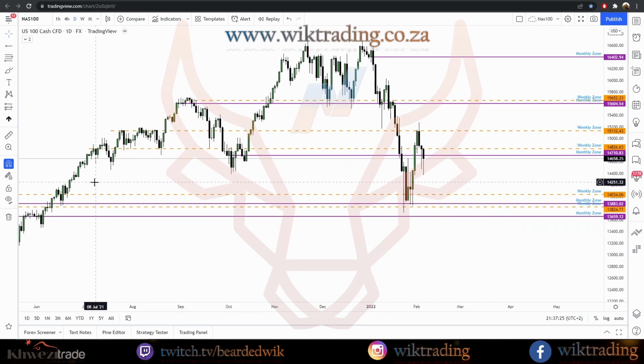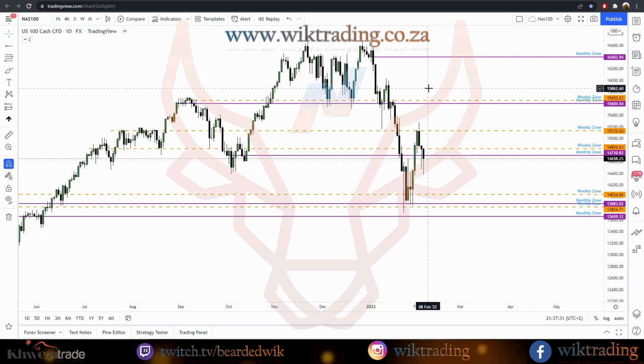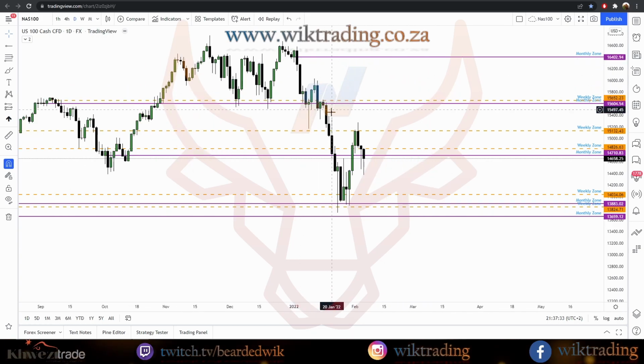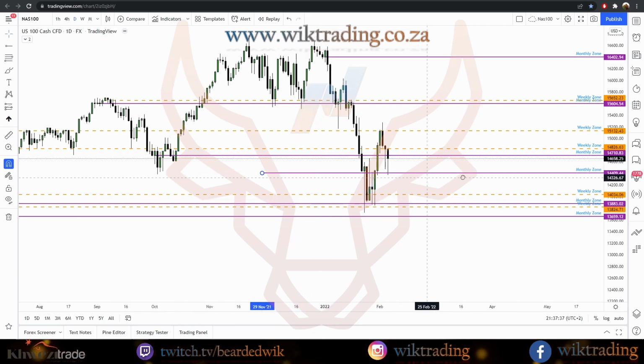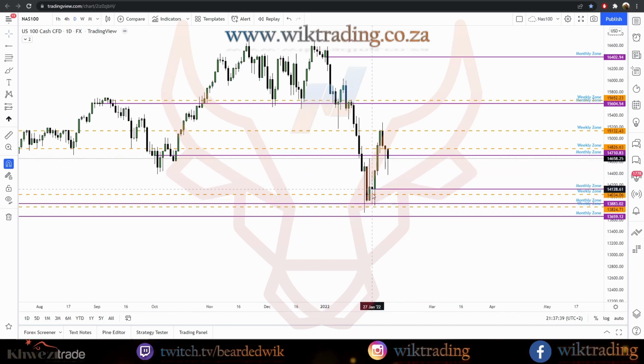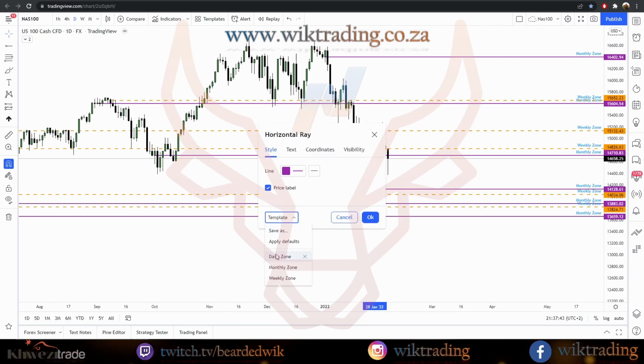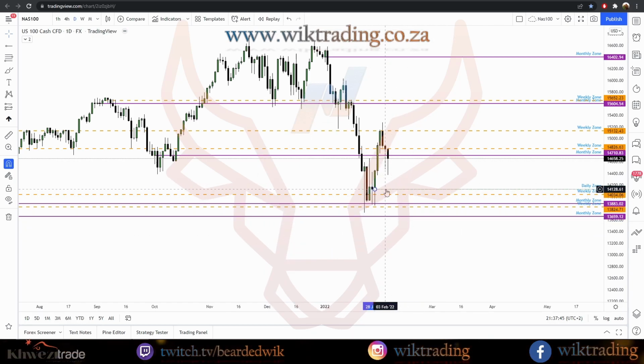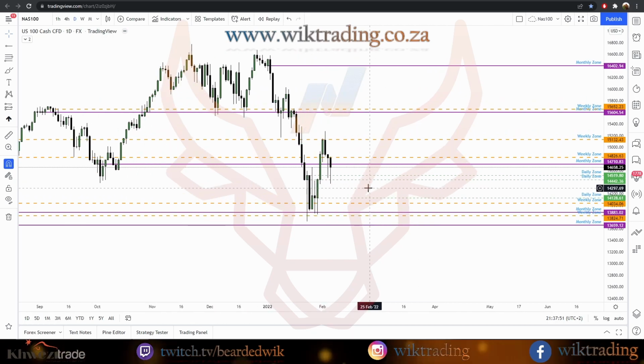On the daily time frame, I'm not going to mark all these areas, as it will clutter my chart too much. So what I'm going to do is just mark the important ones coming down from this area. First of all, let's start with this one here, or we can start with this one there. Change it to a daily time frame zone, and there we go. And then we've got another one there, and we've got a little one here as well, just below it.